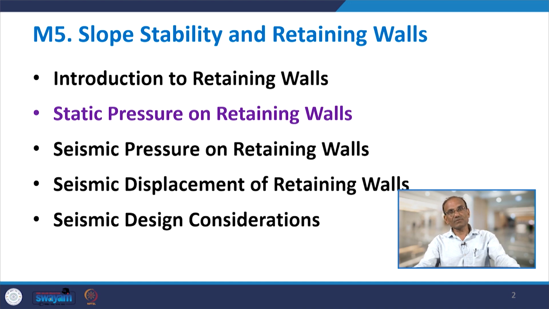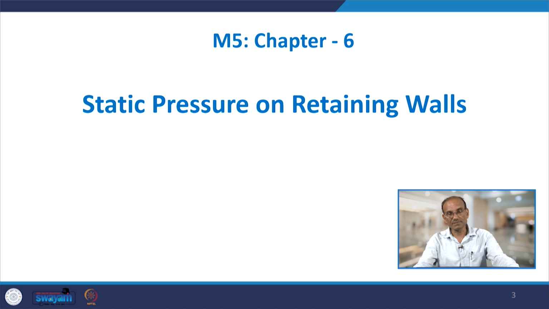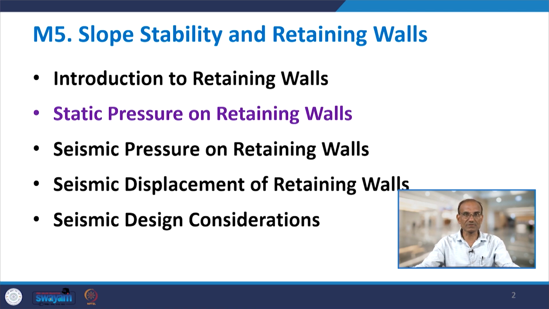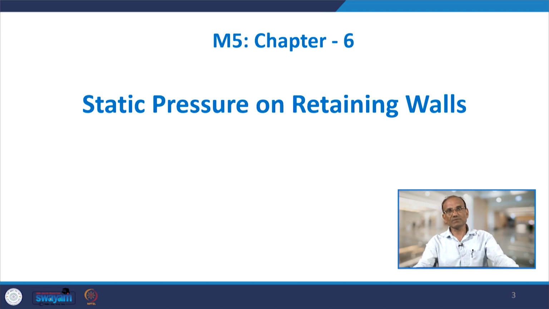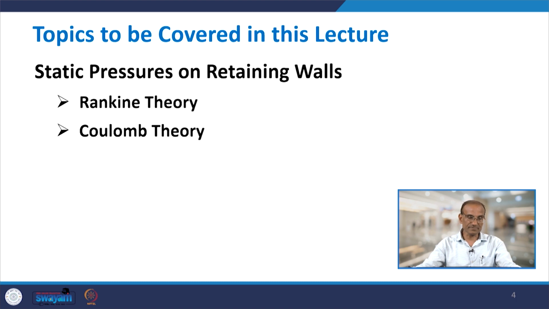Today in this lecture number 47, we are going to talk about static pressure on retaining walls. As far as this module is concerned, this will be chapter 6, because 4 chapters were on slope stability and the 5th one was on retaining walls introduction, and the 6th one is on static pressure on retaining walls. We already introduced what types of retaining walls there are in lecture number 46. Today we are going to deal exclusively with static pressure, because it is important, before we go to dynamic or seismic loading, to understand how static pressure on retaining walls acts.